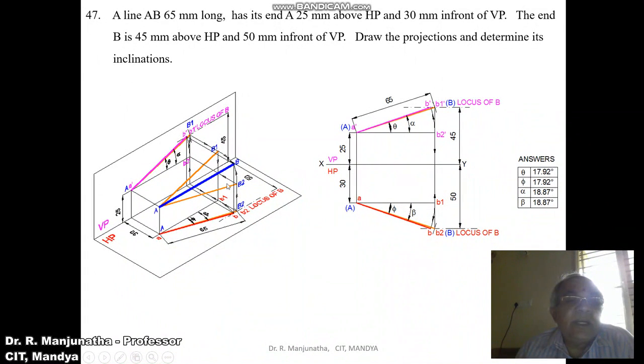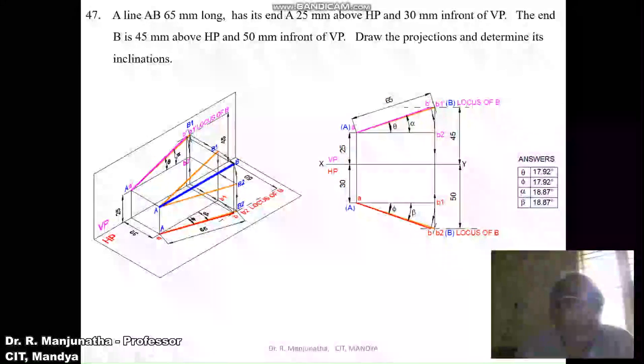When it is rotated in space with A as center, taking the radius of AB2, you rotate it such that B2, instead of being above HP by 25 mm, will be above HP by 45 mm. Till it becomes above HP by 45 mm, till such distance you rotate this. Then you are going to get this point capital A and capital B. When it is projected, this will cut the locus of B in the front view, and you mark this point as small b dash and you mark this as small a dash.